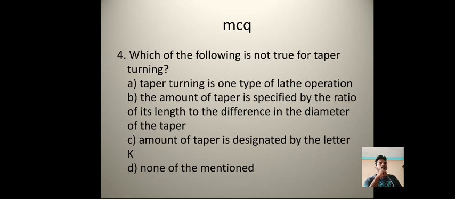Fourth question. Which of the following is not true for taper turning? Option A, taper turning is one type of lathe operation. Option B, the amount of taper is specified by the ratio of its length to the difference in diameter of the taper. Option C, the amount of taper is designated by the letter K. Option D, none of the mentioned. The answer is option B.